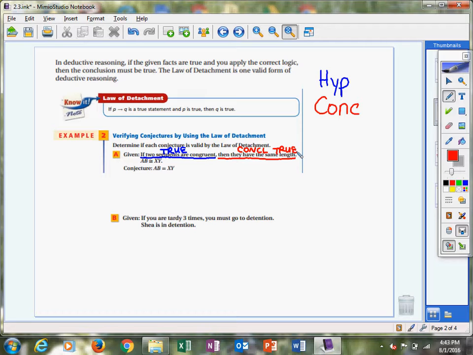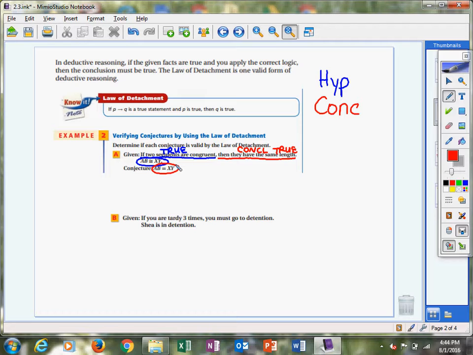When we have segments that are congruent, then that means that they are the same length. And they're telling us that segment AB is congruent, and I'm going to circle this in blue, segment AB is congruent to segment XY. And so the conjecture is that AB, the length of AB, see how they did the symbolism? There's no segment symbol over the top of AB or XY. And then they're saying the length of AB is equal to XY.